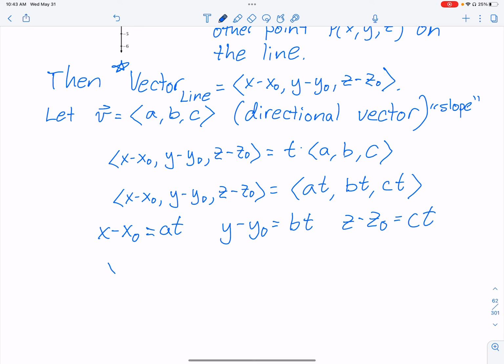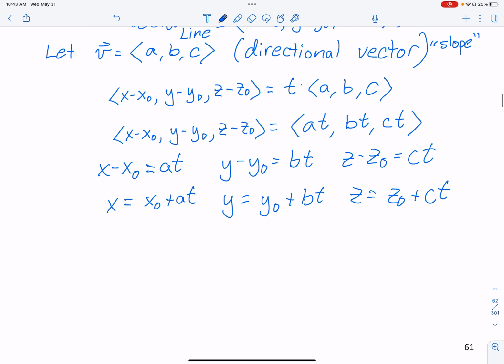Notice I can solve for each one here. So we have X equals X naught plus AT, Y equals Y naught plus BT, and Z equals Z naught plus CT. Notice that all three of those look like mx plus b, where t is the variable. And x naught, y naught, and z naught are my b's. Those are where x starts, where y starts, where z starts. And then a is how x grows, b is how y grows, and c is how z grows.